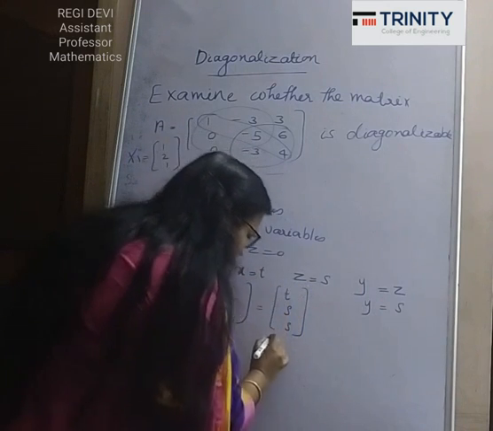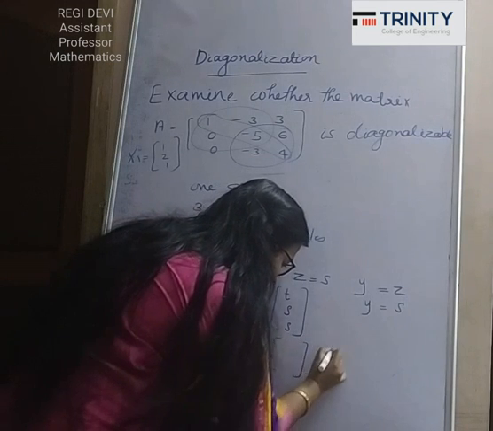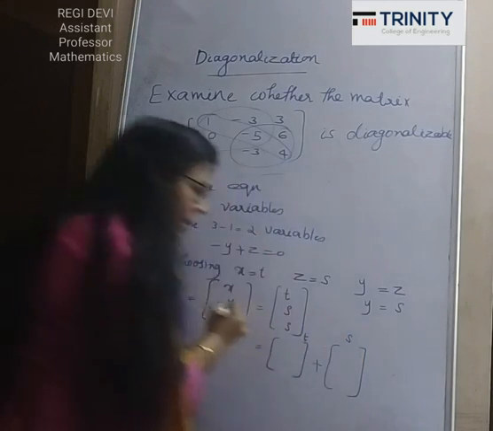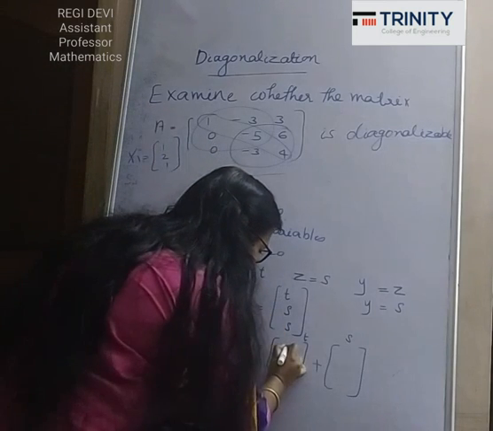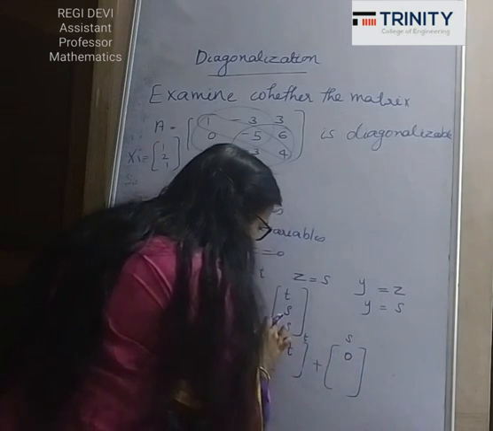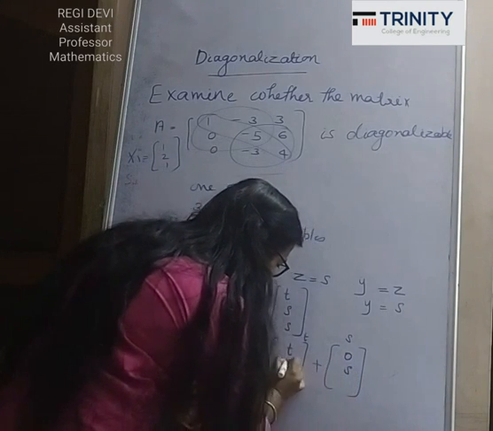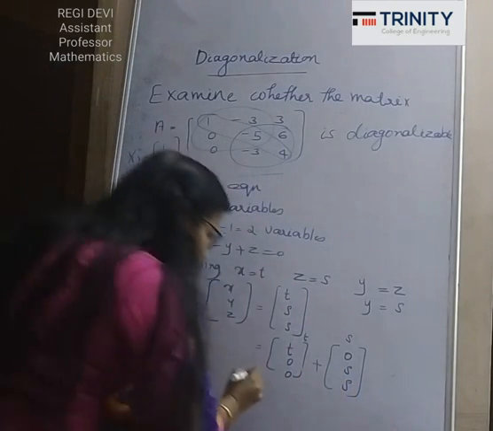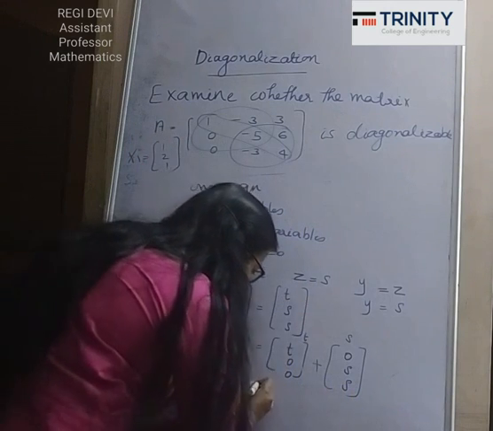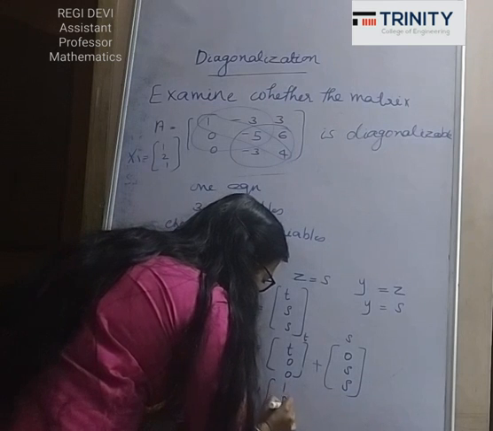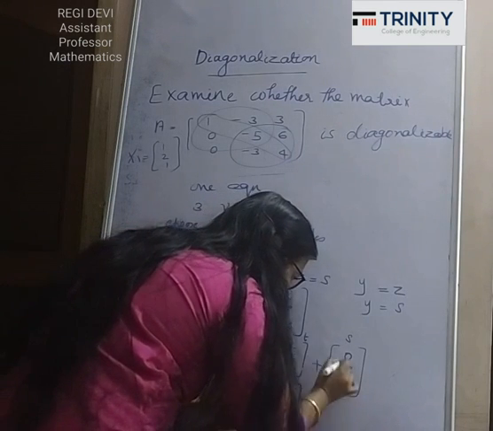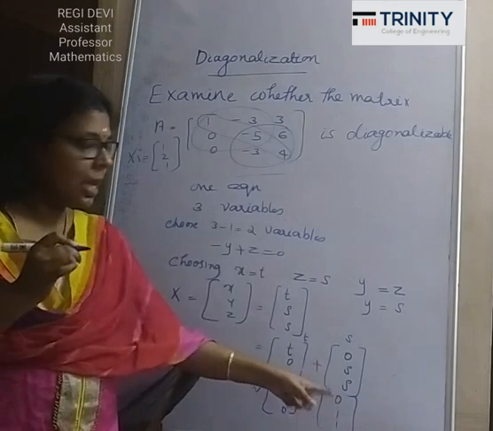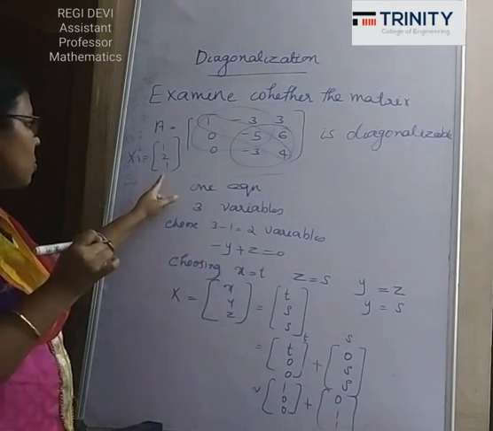Put this in two boxes. This is a T box and this is a box for S. Here 0. Then second element is S, 0. Third element is S, 0. The simplified form is by cancelling T we get 1 0 0 plus here cancelling S 0 1 1. Here we get two eigenvectors corresponding to only one eigenvalue 1.